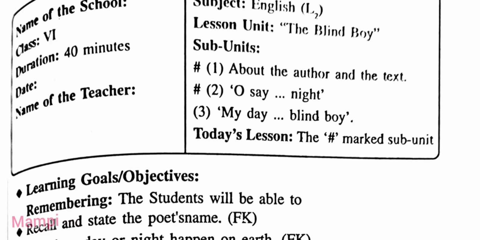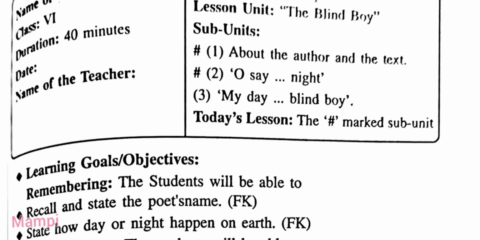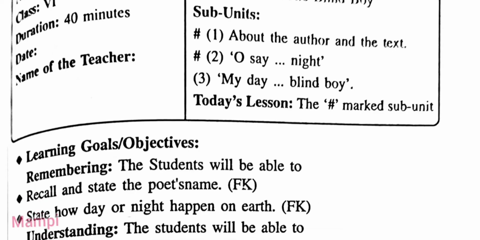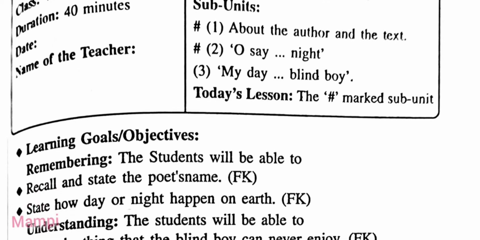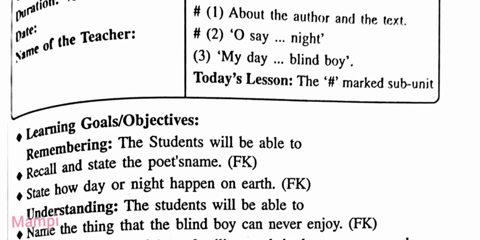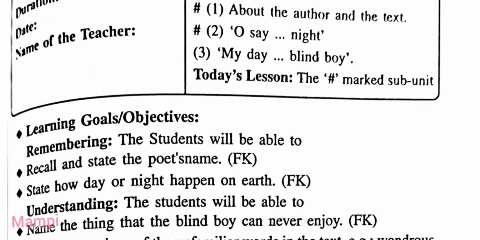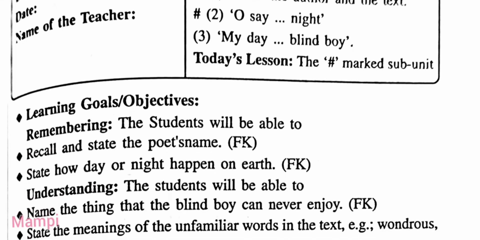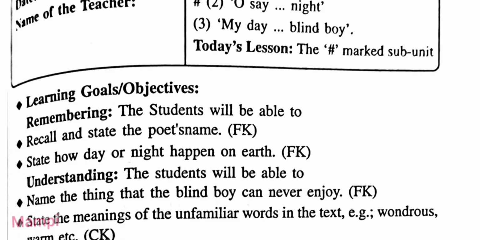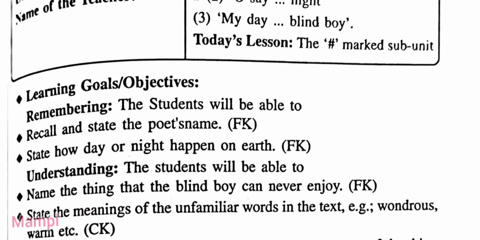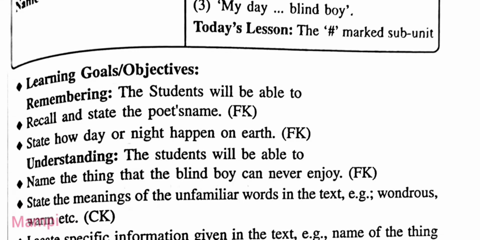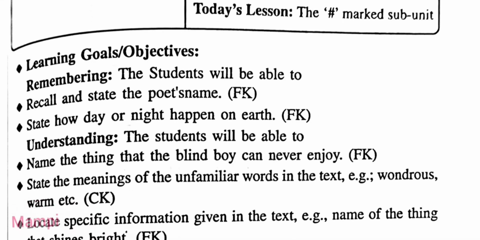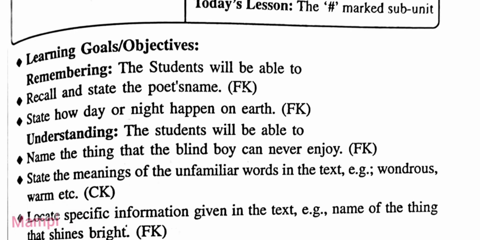Let's start the second learning design of the English subject. The lesson unit is The Blind Boy, under class 6. Subunit number 1 is about the author and the text. Number 2 subunit is O Say Night. Number 3 subunit is My Day Blind Boys. There are 3 subunits, and there is a hashtag mark on number 1 and number 2 subunit. So today's lesson is number 1 and number 2 subunit.